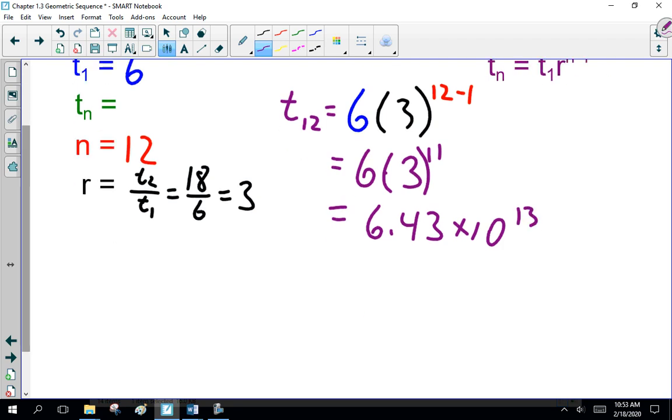Okay. Now, here we're getting different answers. So this is what I'm worried about. Did you put brackets around it when you did it? No, you can't do that. This is 6. Remember, order of operations, brackets, exponents first. So 3 to the 11.